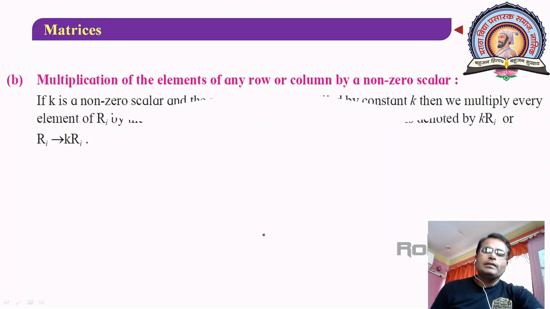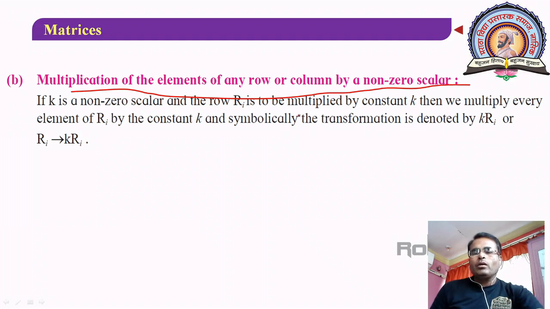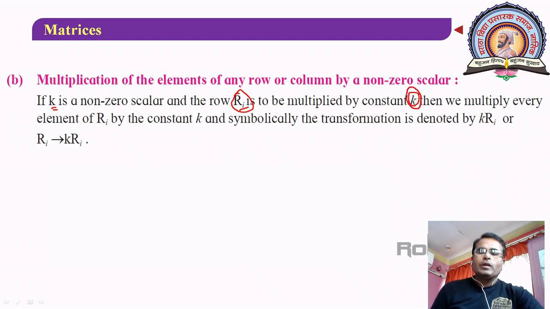The next, that is the second transformation, is multiplication of elements of any row or any column by a non-zero scalar. That is, you can multiply any row or any column by a scalar. Now see, if k is any scalar, meaning a real number, and if Ri is the ith row, then the constant k can multiply the row Ri, that is every element in Ri gets multiplied by this scalar k. Similarly, you can consider the same transformation in columns also, but initially we are going to think about rows.